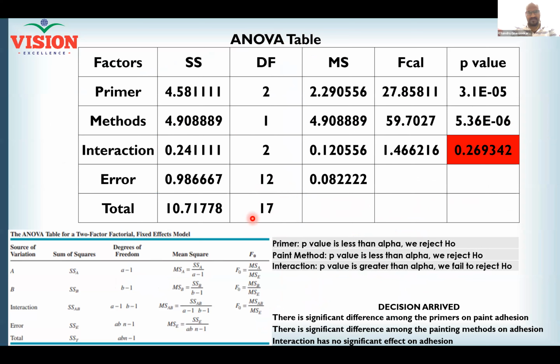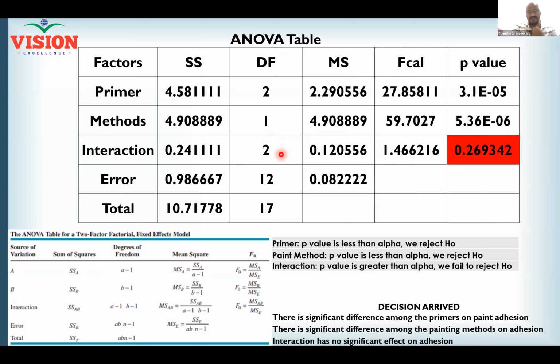Addition of all degrees of freedom. The number of experiments is 18. 18 minus 1, total number of experiments minus 1, is 17. And can somebody tell me how the degree of freedom for interaction is 2?